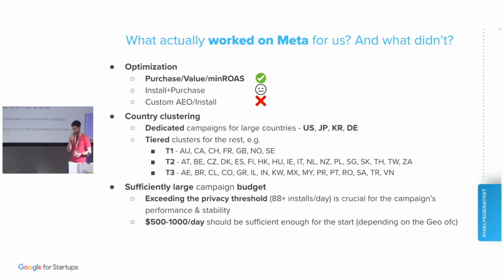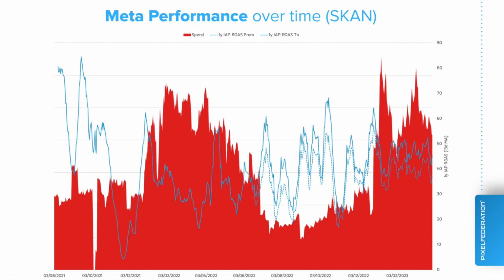So what should you bring from this? Well, some tips, obviously. But I was talking about custom AO, it didn't work. So for us, for this project, and for actually all other projects as well, purchase value and minimum ROAS worked the best for Meta. And one good thing about Facebook, well, Meta, whatever, and SKAN is that the percentage of SKAN conversion values that were passed to us increased.